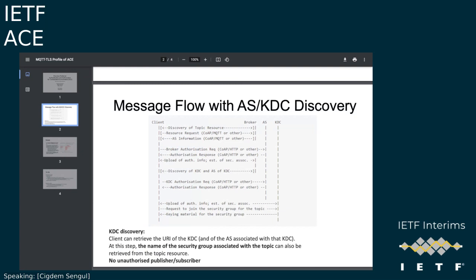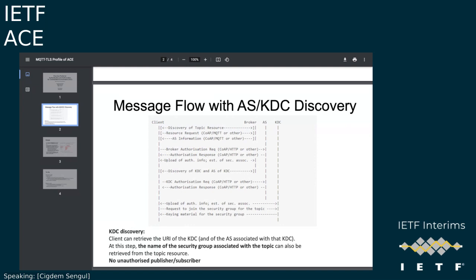After that KDC discovery step, the second step would be to approach the AS again to be able to talk to the KDC, and then finally talk to the KDC to join a security group linked to the topics that it wants to communicate to. So the flow actually has several steps of approaching the broker and the AS.